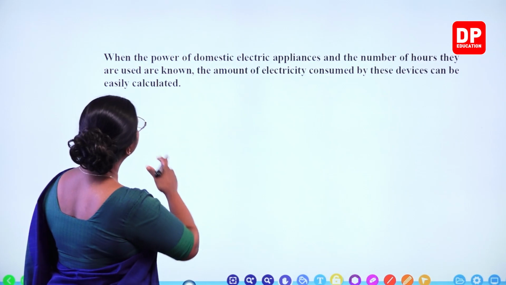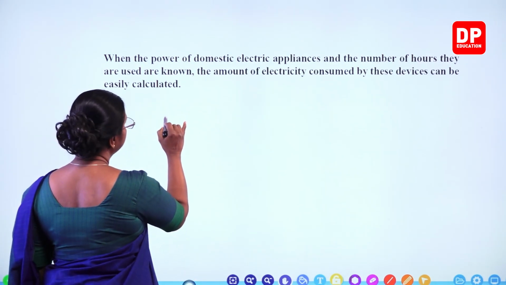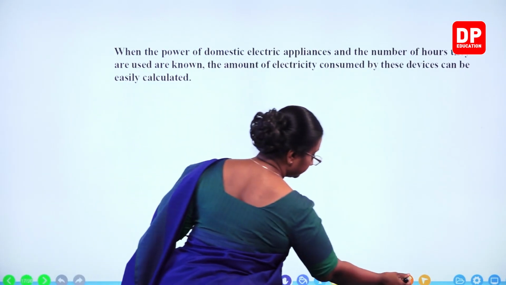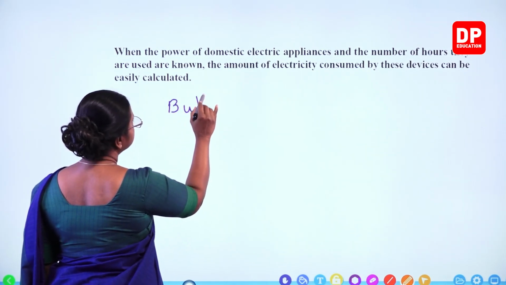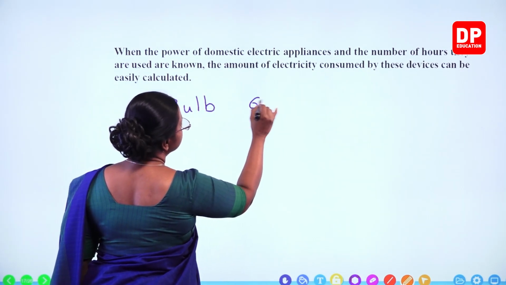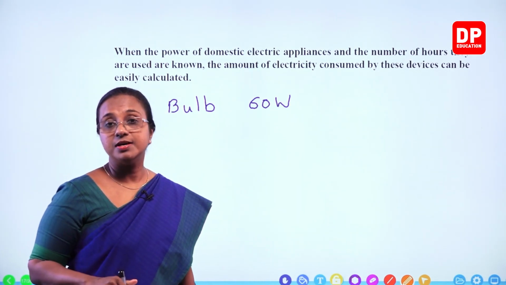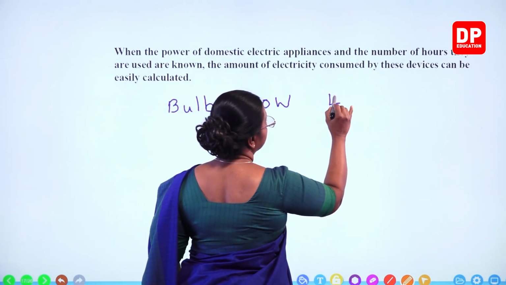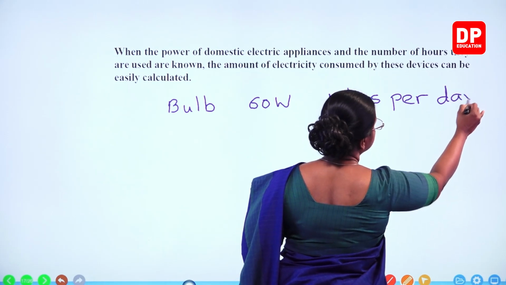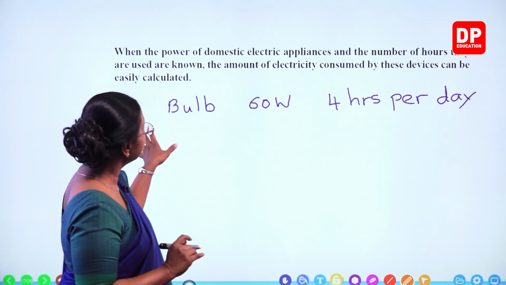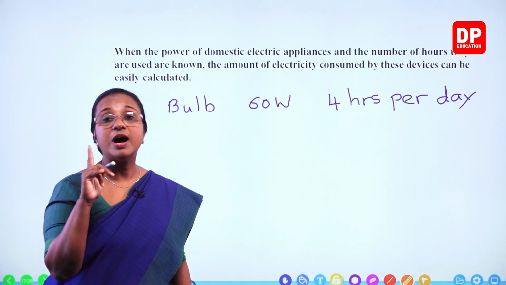Say for example, when the power of a domestic electric appliance, let's say a bulb, of power, we will say 60 watts, is used for 4 hours per day, if you are to calculate the electric energy consumed by this particular bulb in 1 day.